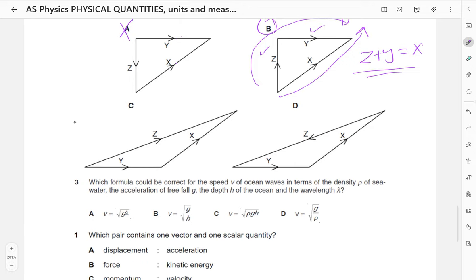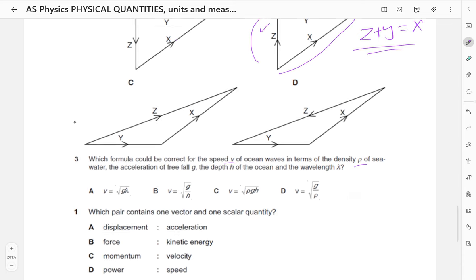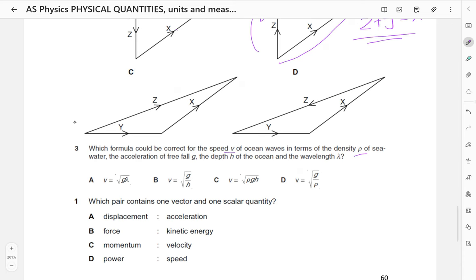Which formula could be correct for the speed V of ocean waves in terms of density of seawater, acceleration of free fall G, the depth H of the ocean and the wavelength lambda? We just have to check which of these equations has units of meters per second, because those should be the units of speed. We are looking for which equation, when simplified, gives units of meters per second.